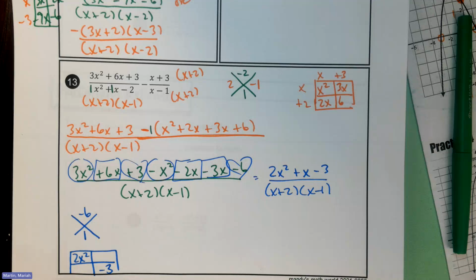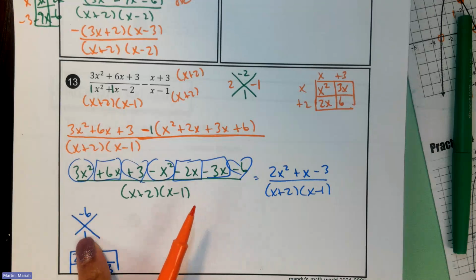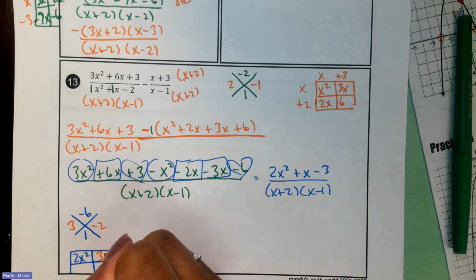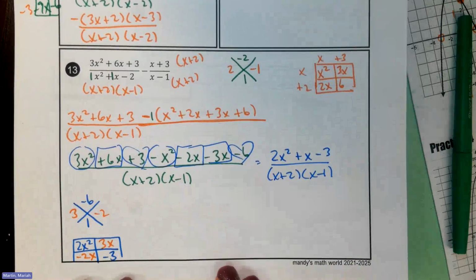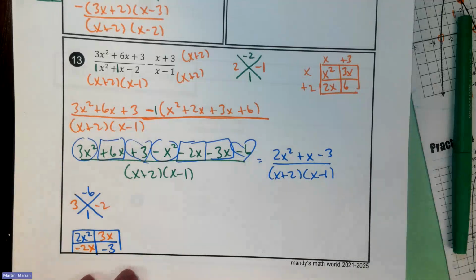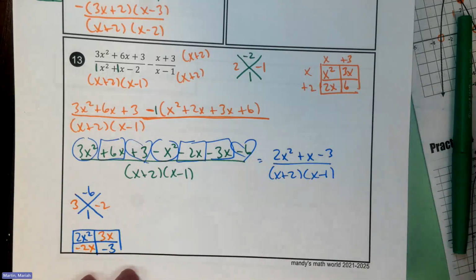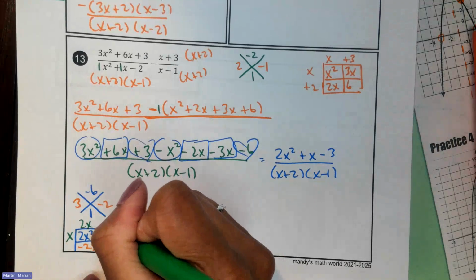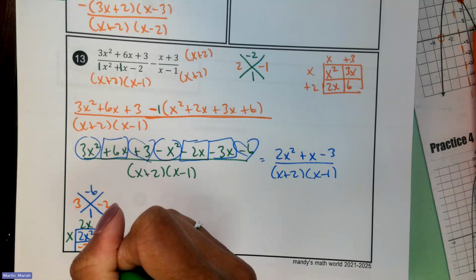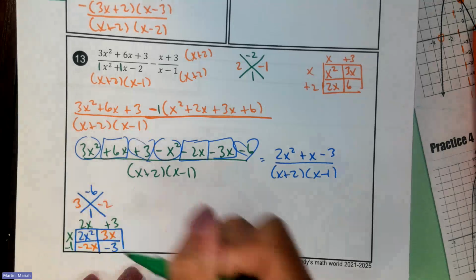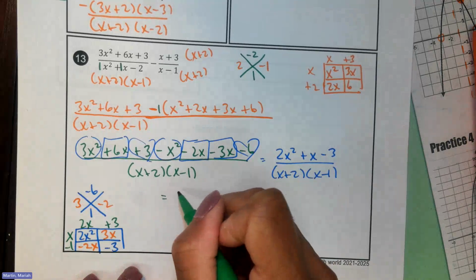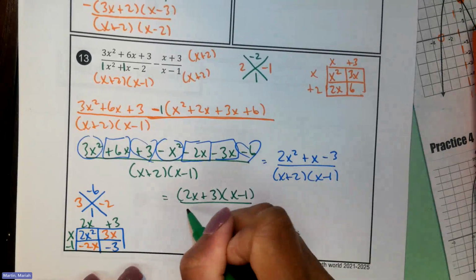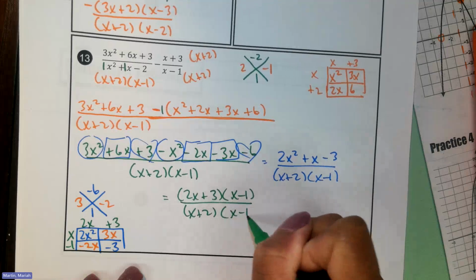The two answers that I get, where they multiply to give me -6 but add to give me 1, is 3 and -2. So 3x and -2x. Now when I take the GCF of the top row of my box, it might be different depending on the order of where you put your factors. So I can only take out an x here, 2x, +3, and -1. So this changes to 2x plus 3 times x minus 1 all over x plus 2, x minus 1.